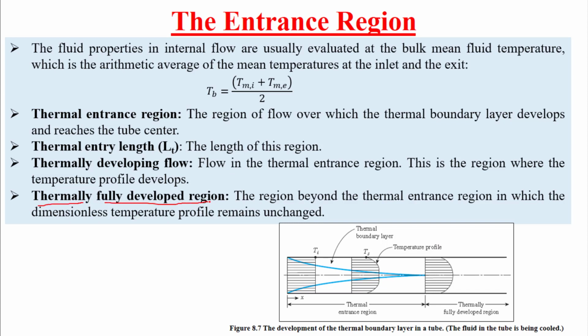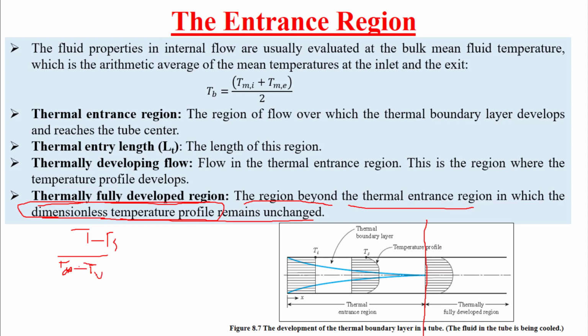Thermally fully developed flow is this region where the profile will not change anymore. It is the region beyond the thermal entrance region where the two boundary layers met together, in which the dimensionless temperature profile remains constant. Remember this dimensionless profile, when we took T minus T surface over T infinity minus T surface. We took it earlier when we derived equations.